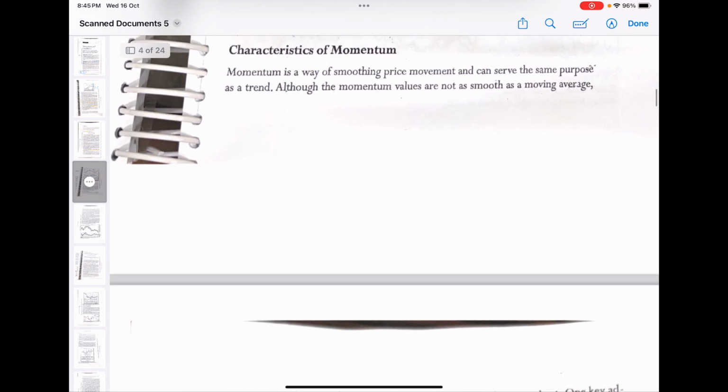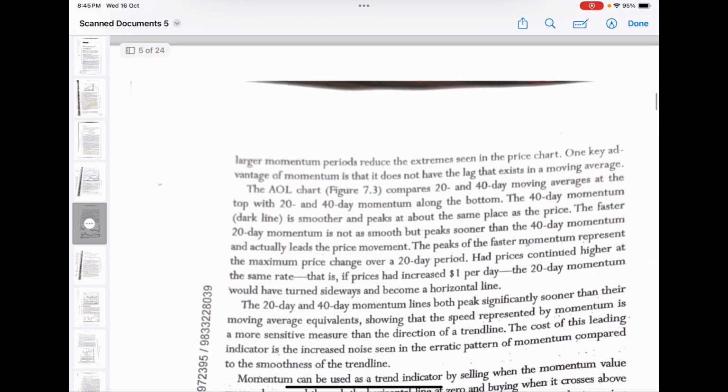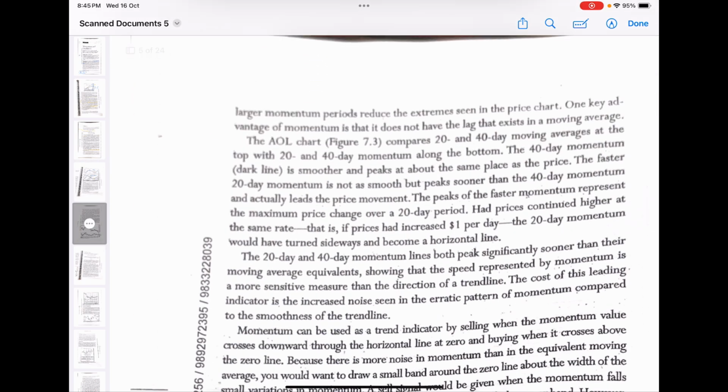Okay. Now let's see what the characteristics of momentum are. Momentum is again a way of smoothing the price movement, and we want to reduce the noise in the price action in order to make clearer decisions. Although momentum values are not as smooth as a moving average, larger momentum periods reduce the extremes seen in the price chart. No matter which indicator or strategy you're using, everything works better on a higher time frame for obvious reasons.